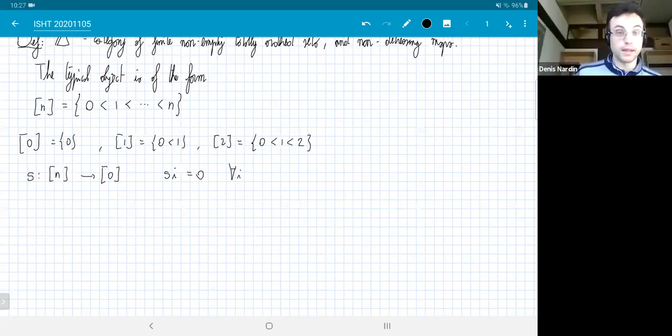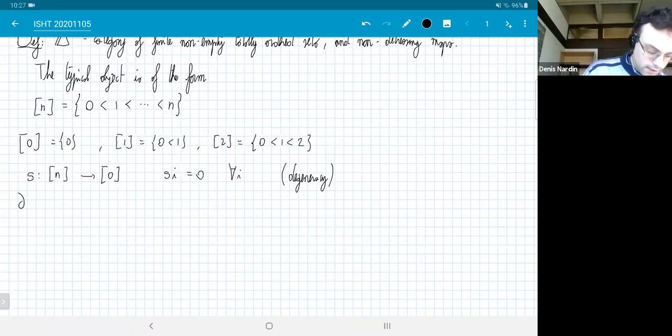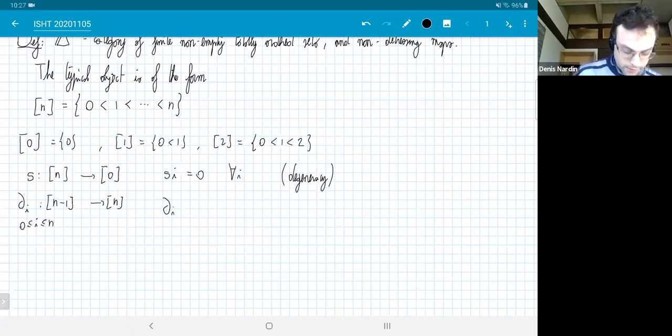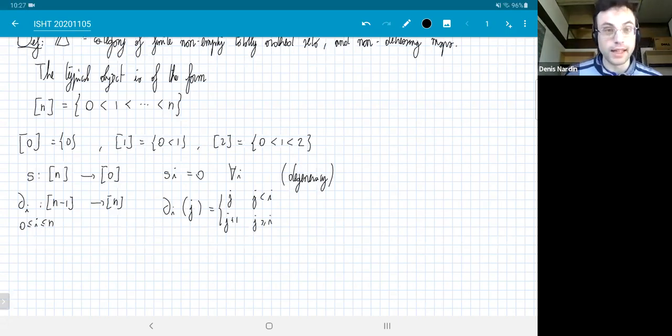Okay, so we have this map. The constant map I'm going to call a degeneracy. And then there are going to be maps that I'm going to call d_i from n-1 to n for 0 less or equal than i less or equal than n. That's basically sending d_i(j) to j for j less than i, and j plus 1 for j greater or equal than i. So it's identifying bracket n-1 with a subset obtained by removing the i-th point.